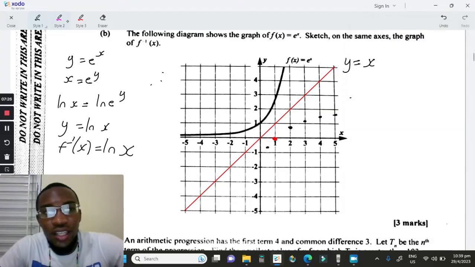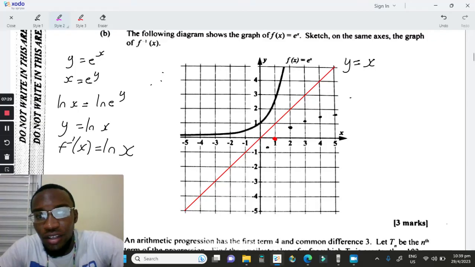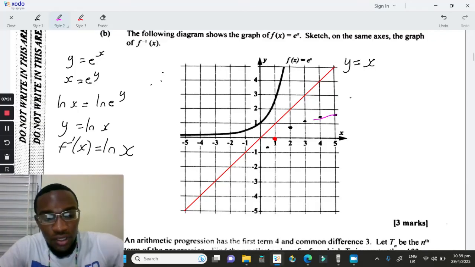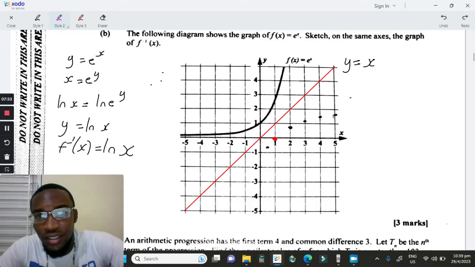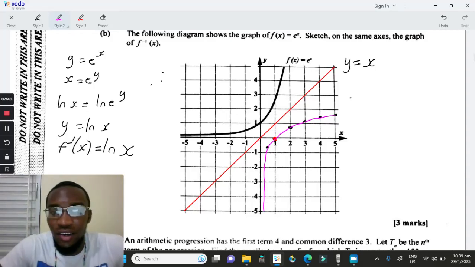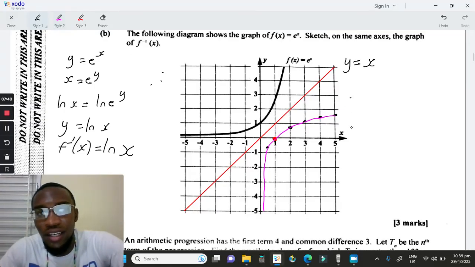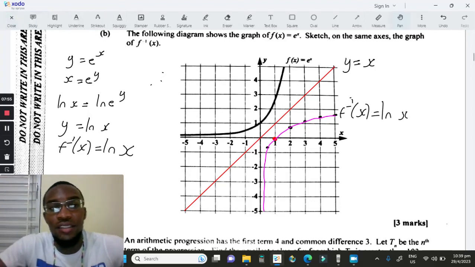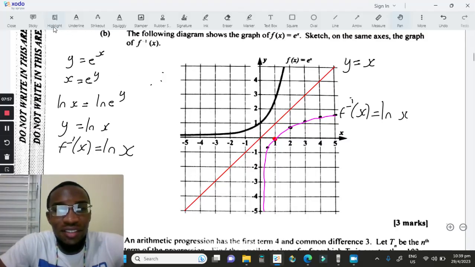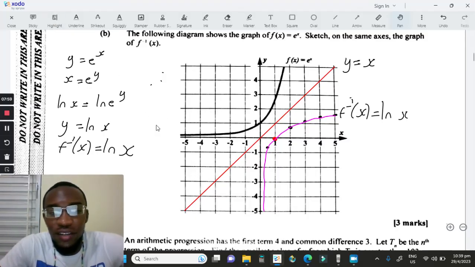So we get the gist, and now we can sketch the curve. The curve looks something like this. Oops, let me try and get that right. Something like this is the curve. Alright, and that's our inverse function, a reflection in the line y equals x, and you can of course label it and tell them this is f inverse of x equal to ln x. Easy 3 marks. Alright, nothing severe, nothing significant, nothing too hard.